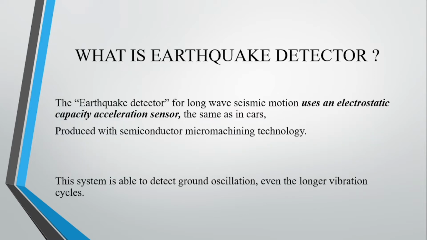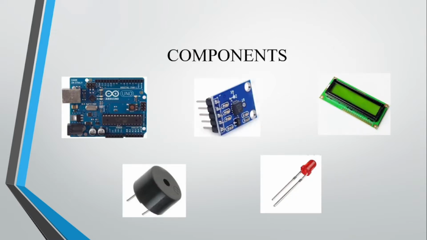So now, what is the earthquake detector? The earthquake detector for long seismic motion uses an electrostatic capacity acceleration sensor. This sensor is also used in cars, automobiles, trucks, etc., and it is produced with semiconductor micro machining technology. This system is able to detect ground oscillations even from longer vibration cycles. The components we are using for this earthquake detector are Arduino Uno, accelerometer, LCD display, buzzer and the LED.